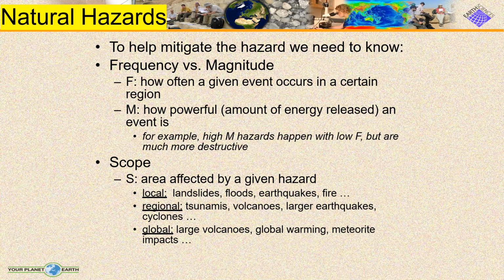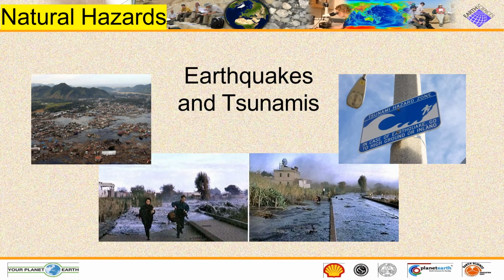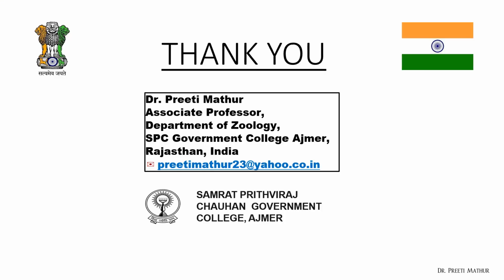Scope: the area affected by a given hazard. They can be local, like landslides, floods, earthquakes, fire. Regional, for example, tsunamis, volcanoes, larger earthquakes, cyclones, and global, for example, large volcanoes, global warming, meteorite impacts, etc. So you can see these are some pictures shown here in this slide of earthquakes and tsunamis.